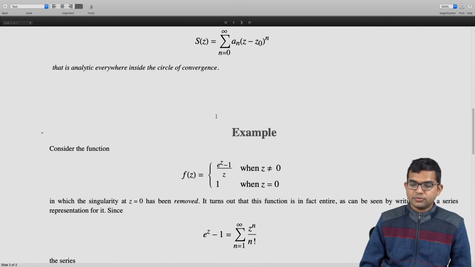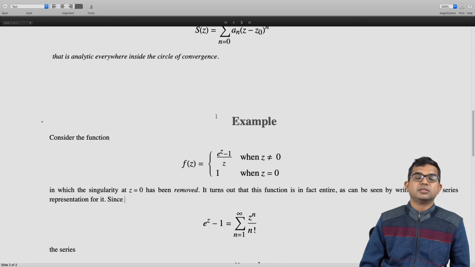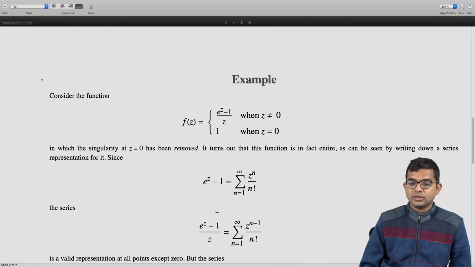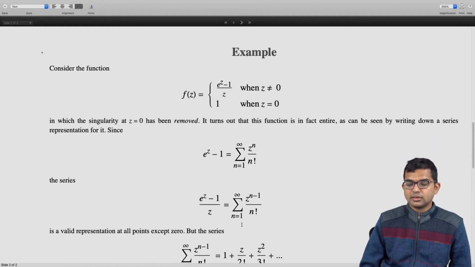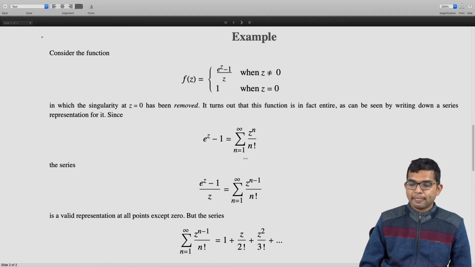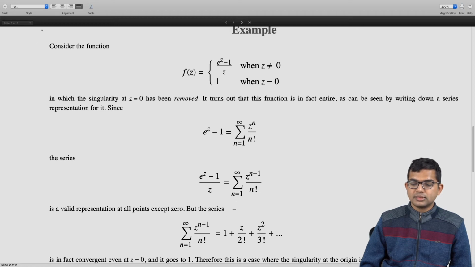So first thing to do is to just expand e to the z itself, which we know how to do, and then e to the z minus 1 will turn out to be just the summation over n going from 1 to infinity of z to the n over n factorial. And so then if you divide this whole thing by z, you get another series where the series starts from 1, right? So e to the z minus 1 over z is the series 1 plus z over 2 factorial plus z squared over 3 factorial, and so on.